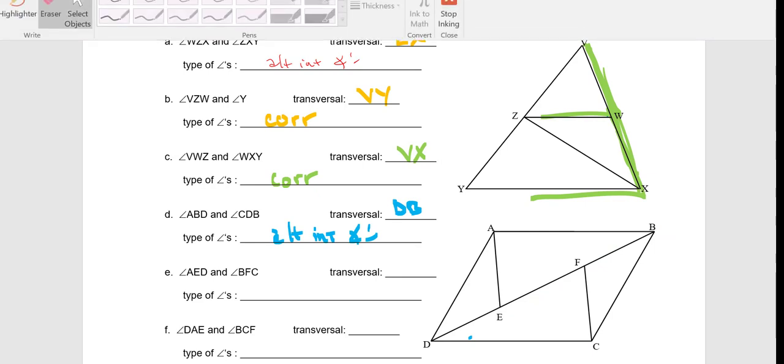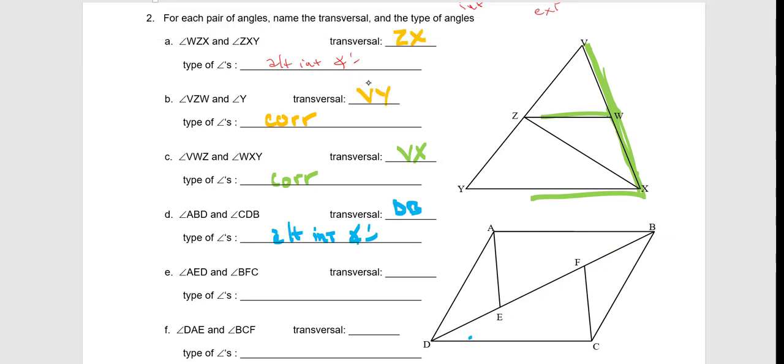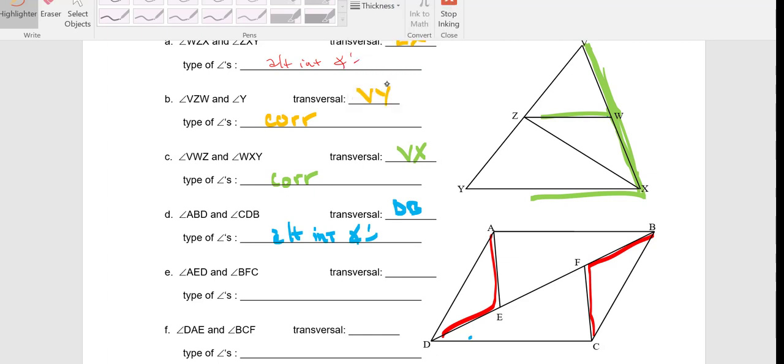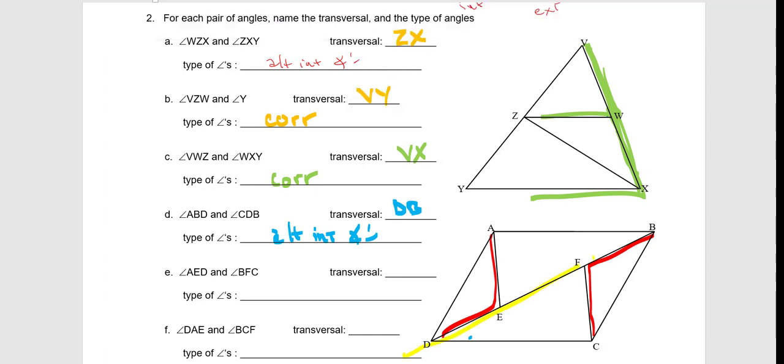Angle AED. So AED is right here, and BCF is, BFC, sorry, it's right here. And so, again, both the angles should contain the same transversal, and the transversal is going to be right down the middle, right here. And the two lines that are going to be intersected would be right here. And so those are going to be alternate exterior angles, and where the transversal is DB.